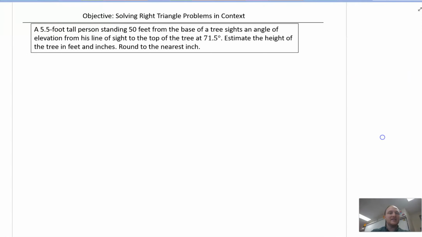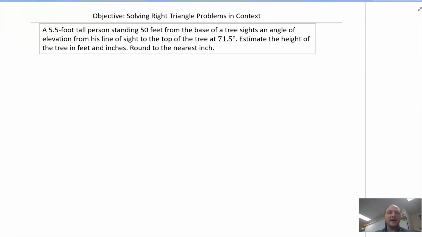All right, next example. Here we are told that a 5.5 foot tall person standing 50 feet from the base of a tree, okay, sights an angle of elevation from his line of sight to the top of the tree, okay, so from his line of sight to the top of the tree at 71.5 degrees. It says estimate the height of the tree in feet and inches. Okay, so let's go ahead and draw a picture. We have a tree here. Don't make fun of my drawings. They're beautiful.